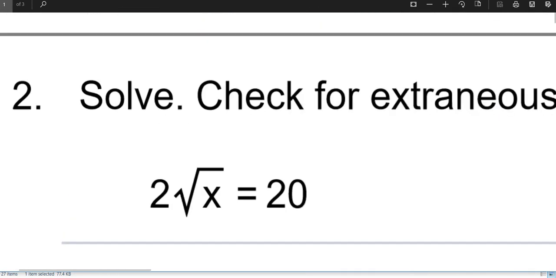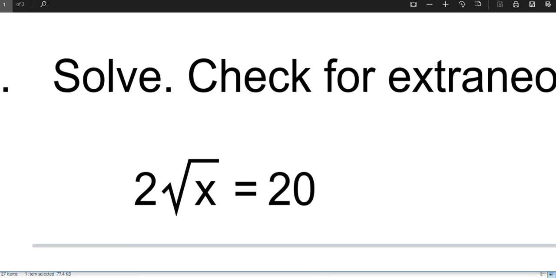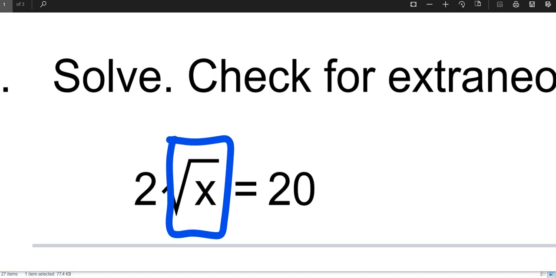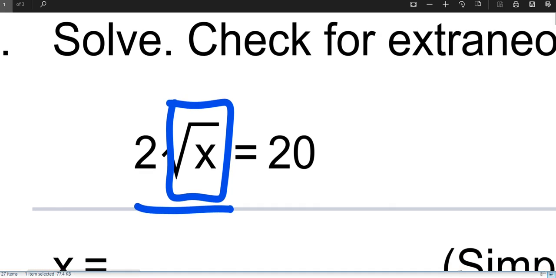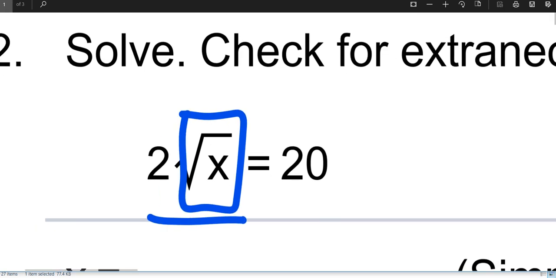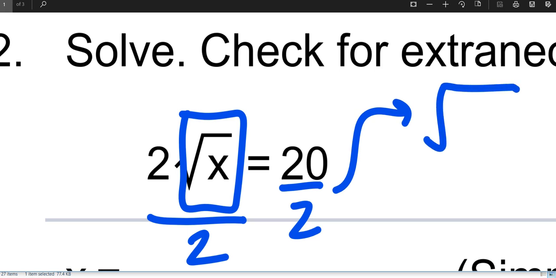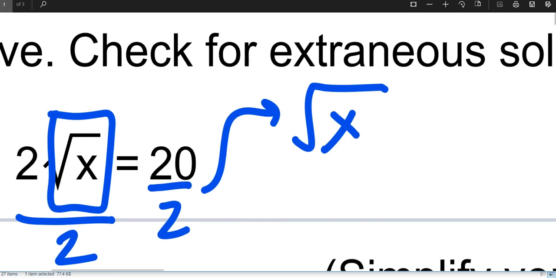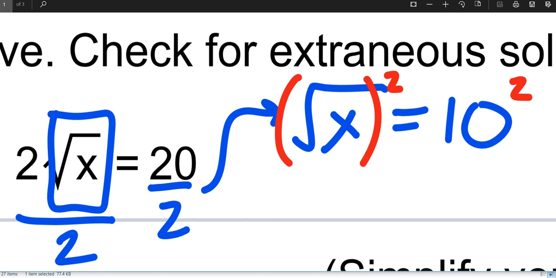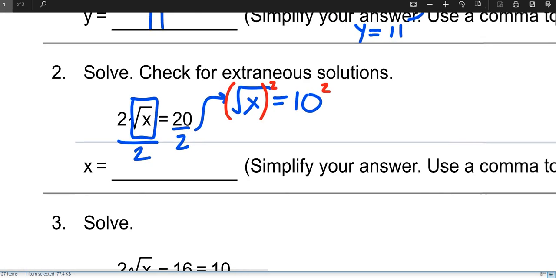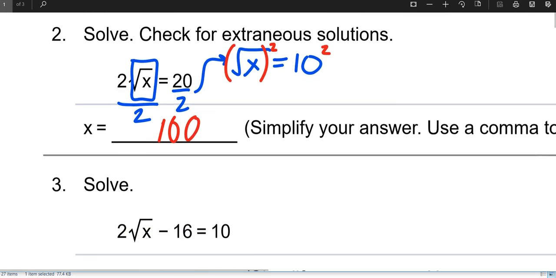So some of these are easier than others. Is the radical by itself? No. What do you do to get rid of the 2? You divide. Okay, so that gives me the square root of x equals 10, right? And then what do we do to both sides? We square it. We get 100, right? Okay, not bad, not bad.